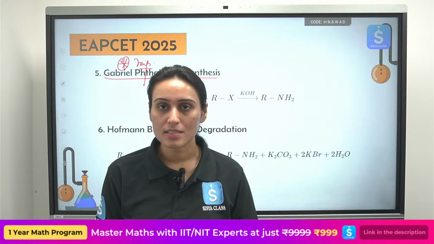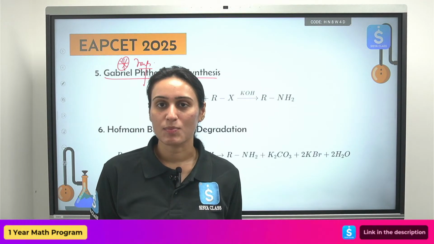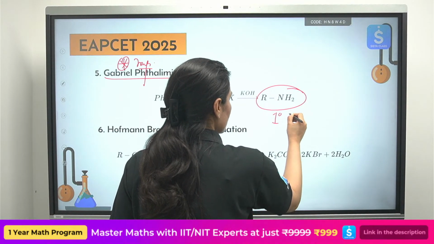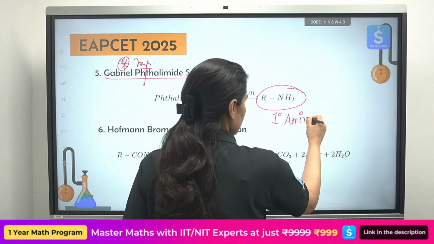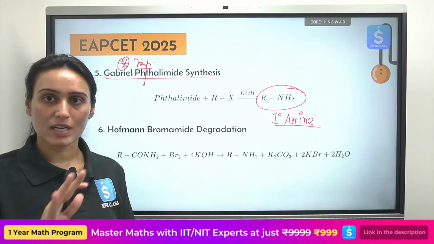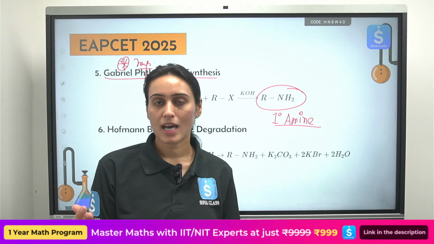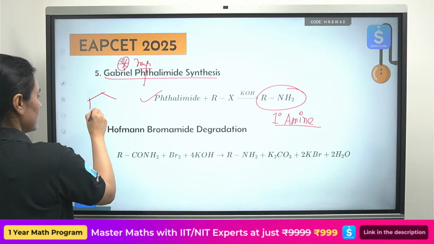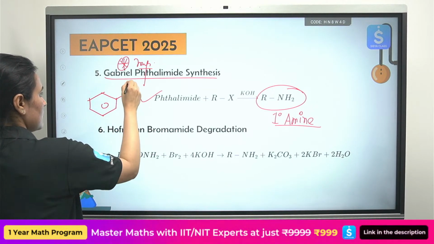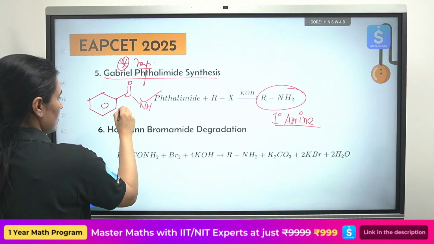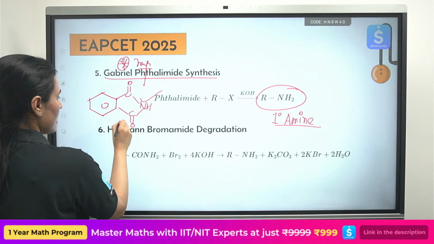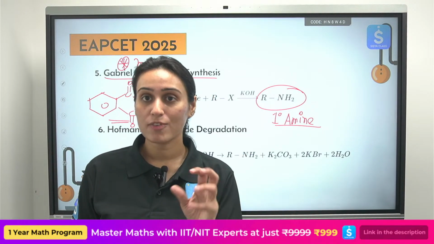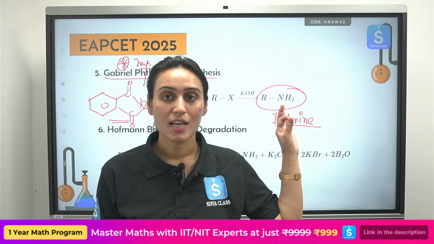Do we have to remember this information? Yes, you have to remember this information. So please see what type of amine you have prepared. 1 degree amine. Not secondary, not tertiary, primary amine we are preparing. Okay, so you have the phthalimide. This is the phthalimide. It reacts with your alkyl halide, depending upon what type of alkyl halide you have taken, you will get the final product.